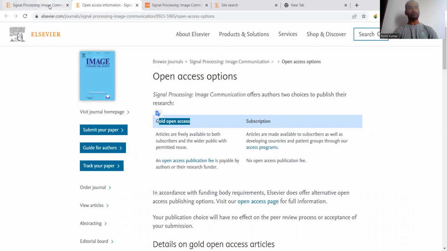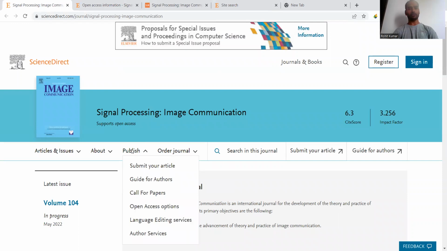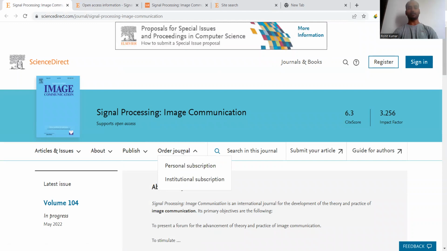So let's talk about the homepage details again. Here you have the language editing services, in case you want more proofreading and language editing kinds of services, you can use it, and there are some other services. So in this way, each and every thing is available at the homepage only, you just need to explore the right kind of option. If you want to order this journal, then personal as well as institutional subscriptions are available. Most of the readers or the authors come from some particular institution, so usually the institutional subscription works here.